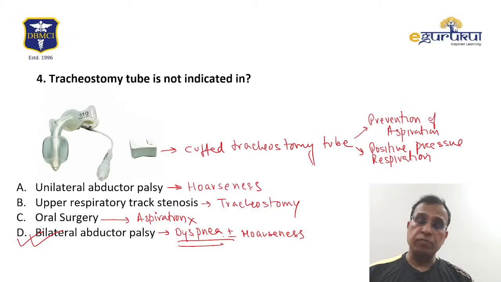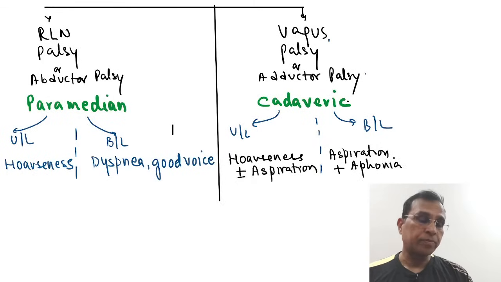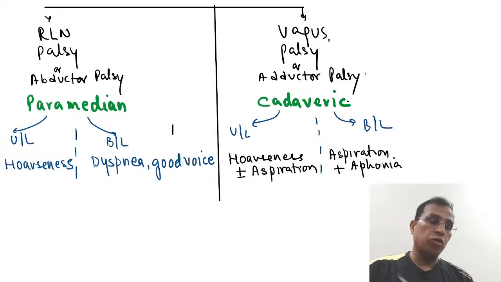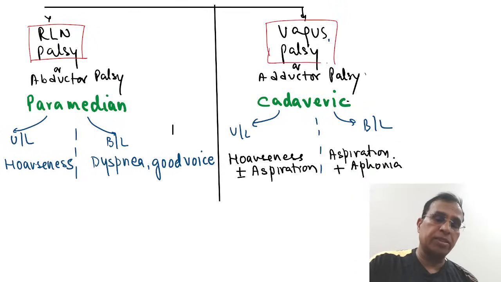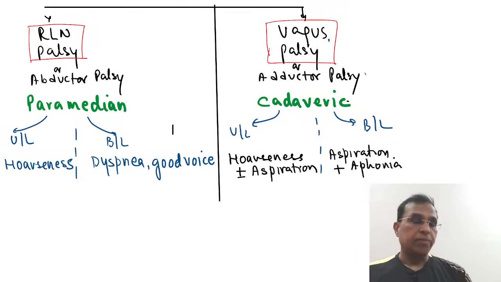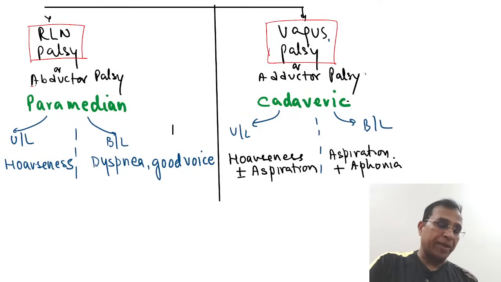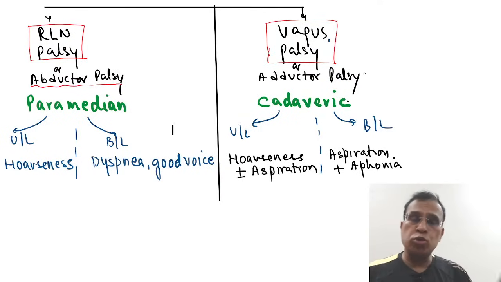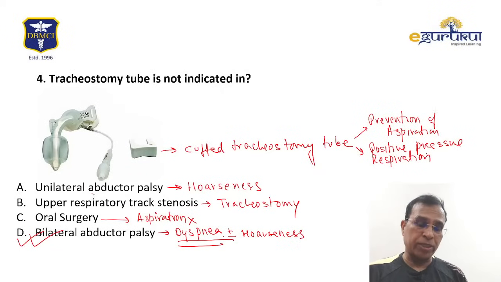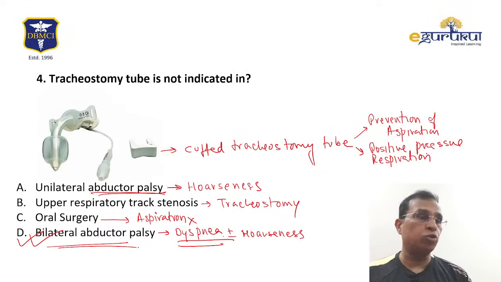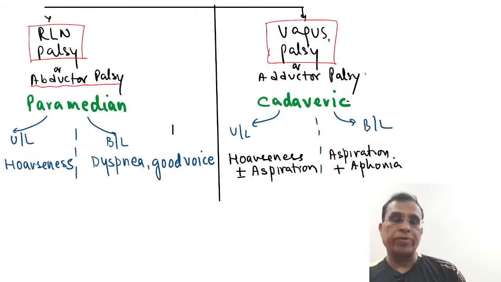Now talking about vocal cord paralysis. Vocal cord palsy can broadly be due to recurrent nerve palsy and vagus palsy. These are the 2 most common conditions that lead to vocal cord palsy. Recurrent nerve palsy is called abductor palsy. So there were 2 choices of abductor palsy in this particular question. The first one said unilateral abductor palsy. The last one says bilateral abductor palsy. There are 2 choices having abductor palsy, right?